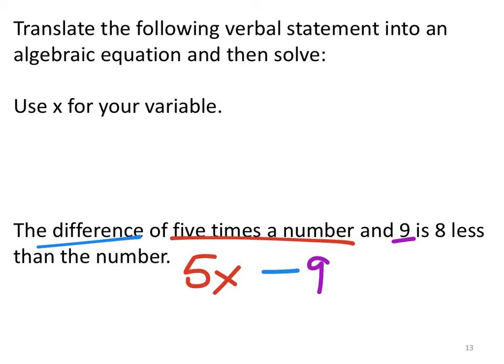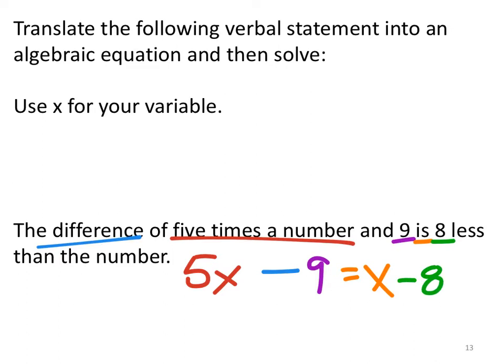There's a difference between 5 times the number and 9, 5x minus 9, which is, so there's our equal sign, 8. Oh, sorry, there's more to it. See, I almost didn't read the whole thing. Is 8 less than the number? There's the less than thing, you guys. Be very careful with that. So it's not 8 minus x. Don't write that, because it's 8 less than whatever the number is, so you've got to actually take the number first and then do 8 less than it. Okay, just like we talked about before.